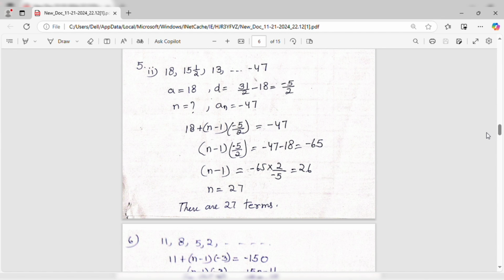So after using the formula for an, we will get the value of n as 27. So there are 27 terms in this AP. Next question is the sixth question.